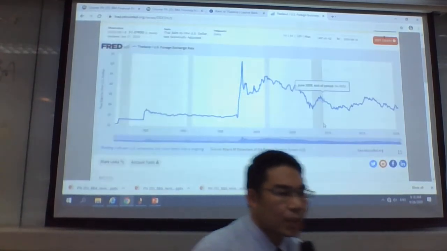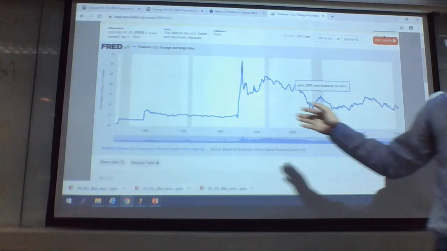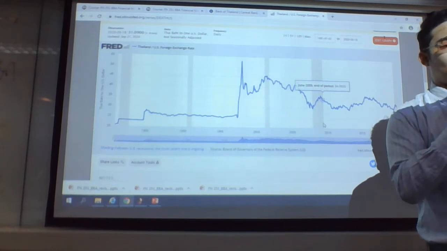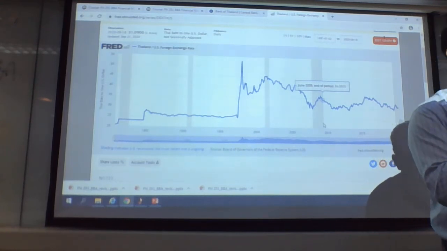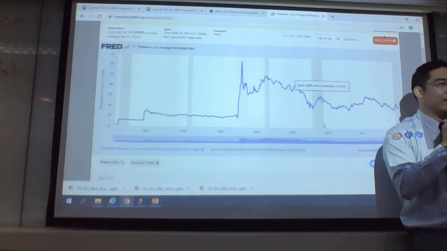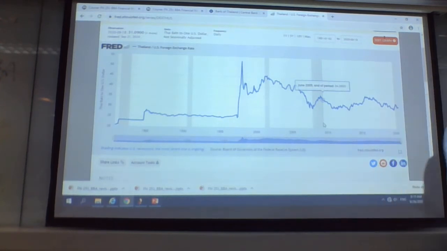Okay, this one. I just took this graph from the St. Louis Fed. St. Louis Fed is a branch of the central bank in the US. In the US, we also have a central bank. We call that central bank the Federal Reserve System, sometimes the Fed. But for Thailand, we call it the BOT.